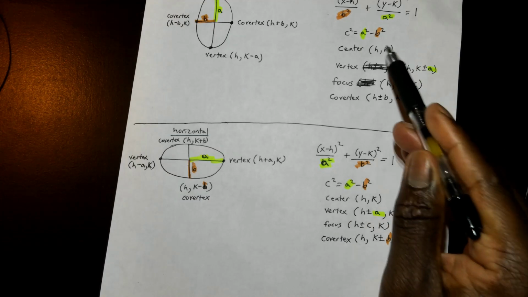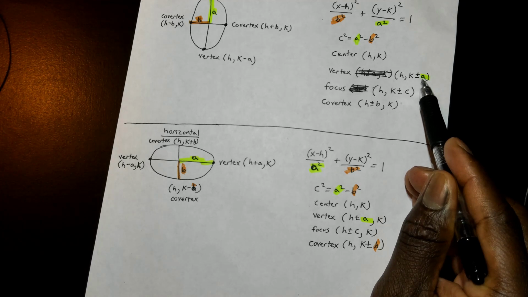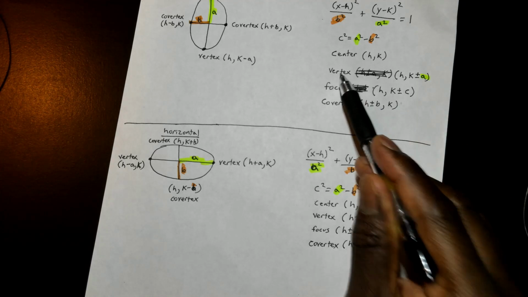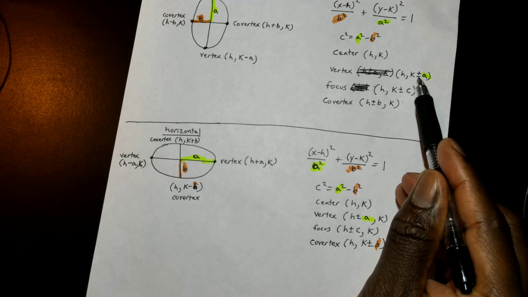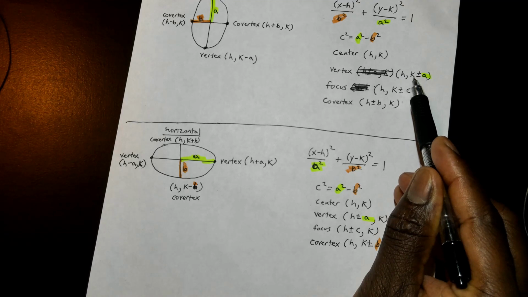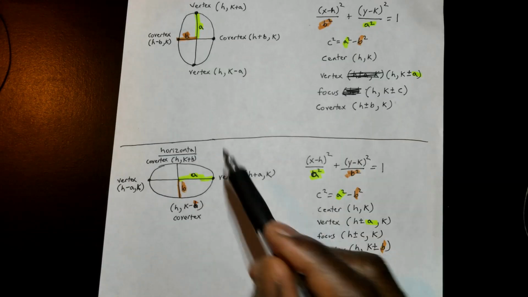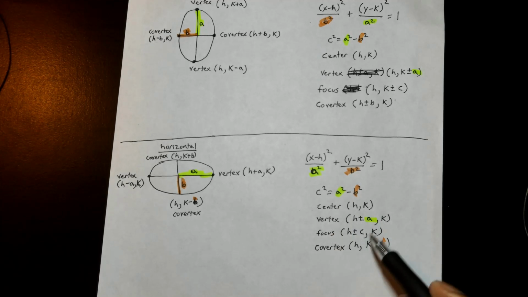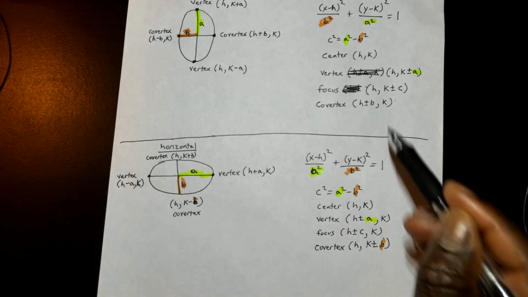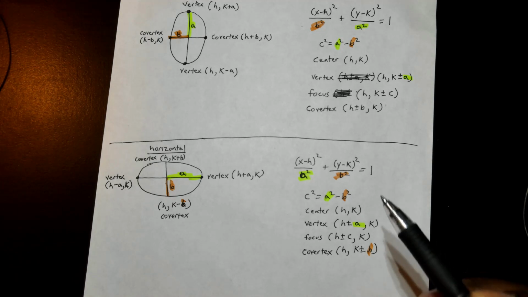These other attributes, as long as we can figure out a, we're going to add or subtract a, basically, to get the vertex. And depending on whether it's horizontal or vertical, we're either adding or subtracting. If it's vertical, we're adding or subtracting to the y part of our center, or if it's horizontal, we're going to add or subtract to the x part of our center. These are the things we're going to cover in another video, but these are attributes. If you look very carefully, these are things that we just noticed in the graph that we just got.